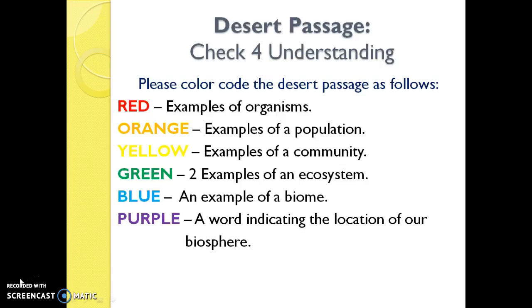Then you're going to circle a community in yellow. In green, you're going to circle or underline an ecosystem. So where does it give you a description of an ecosystem? You're going to underline or circle an example of a biome. So where is it describing a biome? And then you are going to underline or circle a word indicating the location of our biosphere. So where is the description of the biosphere?